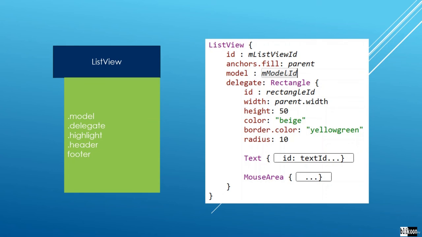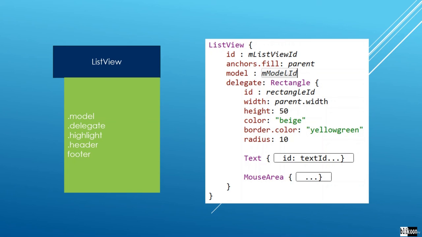And the last piece of the puzzle that we're going to look at is the list view, which is going to tie all the things we've talked about together. The list view has a model property, which links to the model that you want to show in the list view. You have a delegate that controls how each row in the list view is going to look. And we have highlight, header, and footer that allows you to decorate your list view to make it look better. And right here, we have an example of a list view. This is how you define it. And we're going to look at this in detail in a few upcoming lectures.